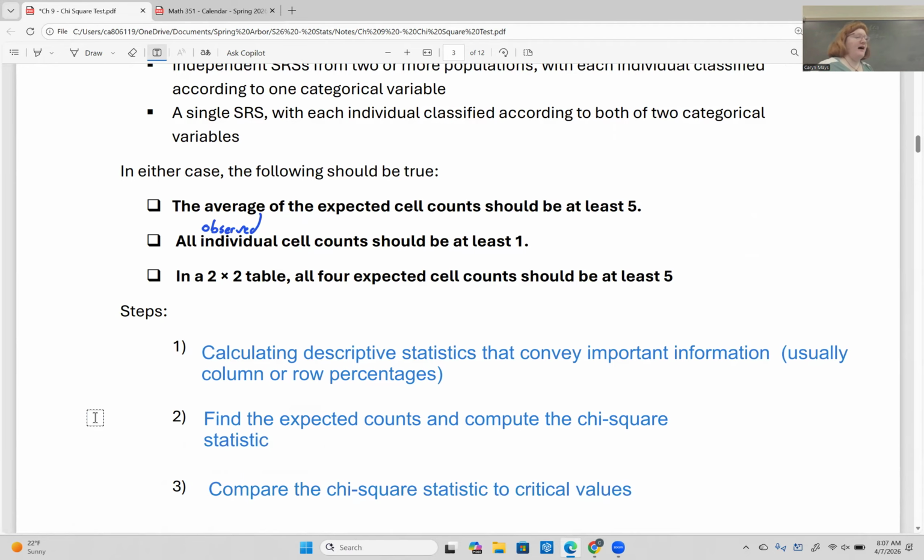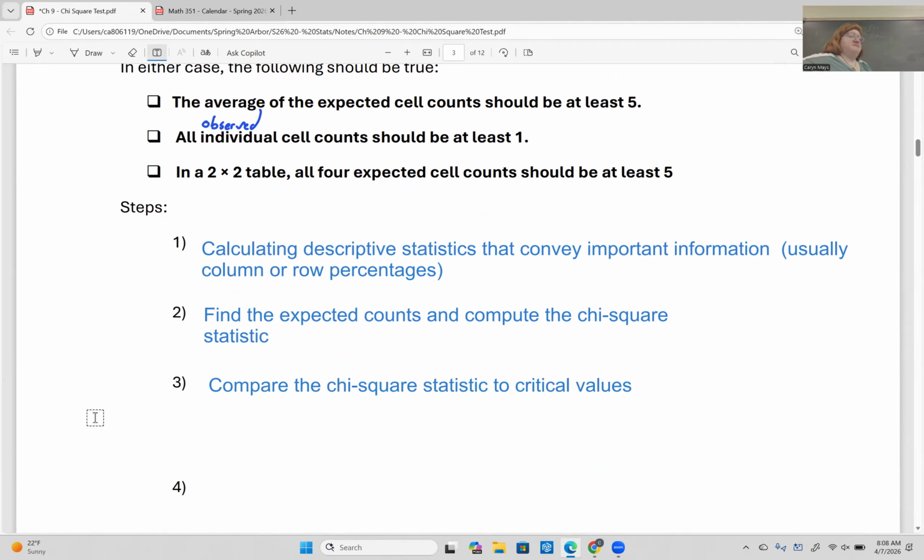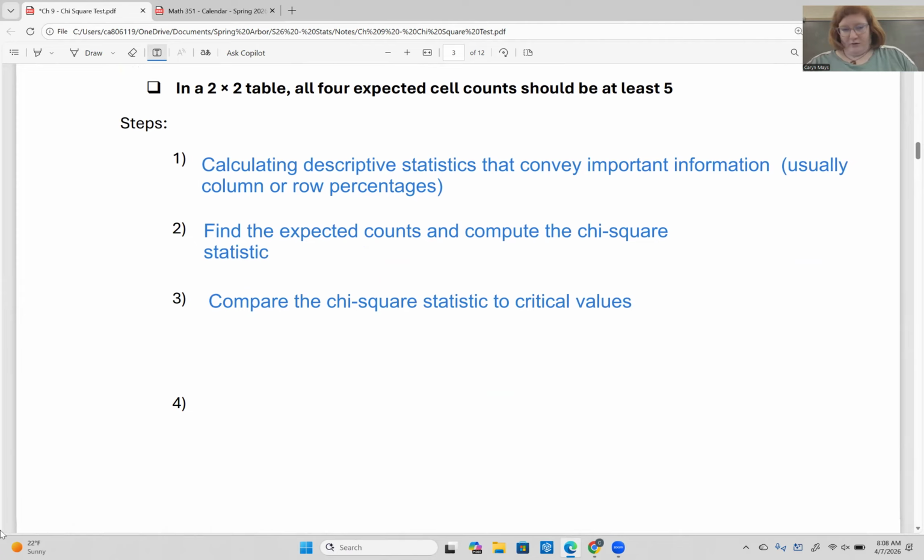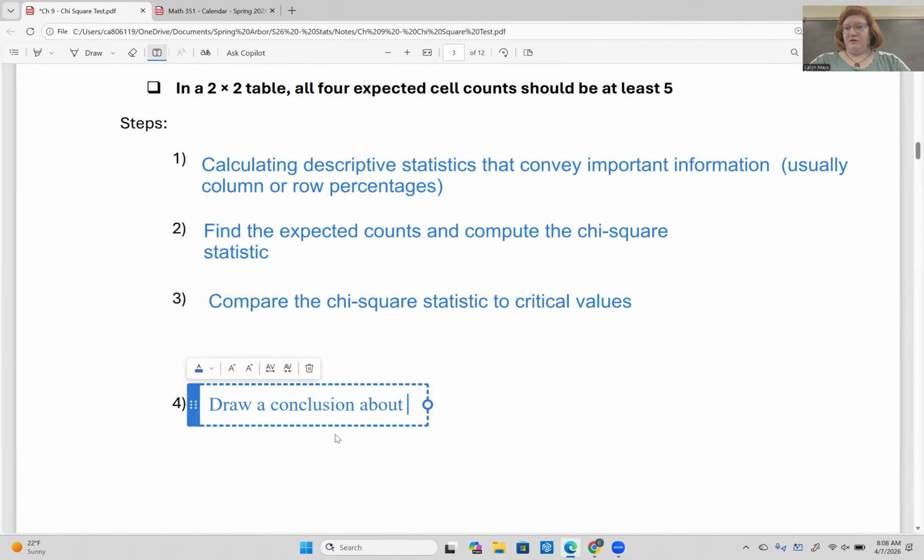After we find a p-value for everything else, what do we do once we find the p-value? I know my p-value is 0.018. Reject or fail to reject. Yeah, I make a conclusion. I reject or I fail to reject, I make a conclusion. Same thing. We're going to draw a conclusion about the association.